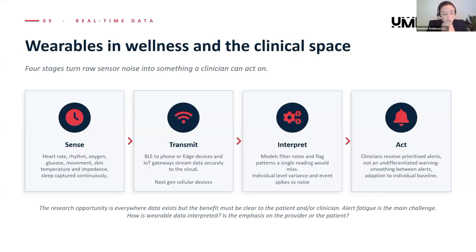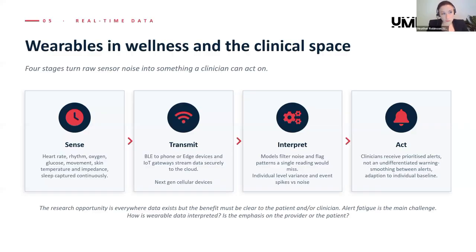So the types of things that they might be sensing would be things like your heart rate and rhythm, how saturated your blood is with oxygen, your blood glucose, for example. A lot of diabetics now wear continuous blood glucose monitors. Your level of movement and exercise and your sleep, things like your skin temperature and impedance, which is like the electrical current across your skin.